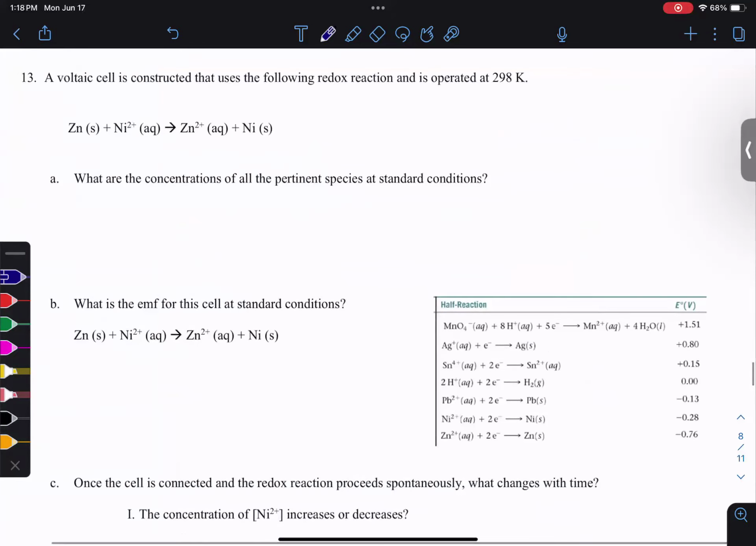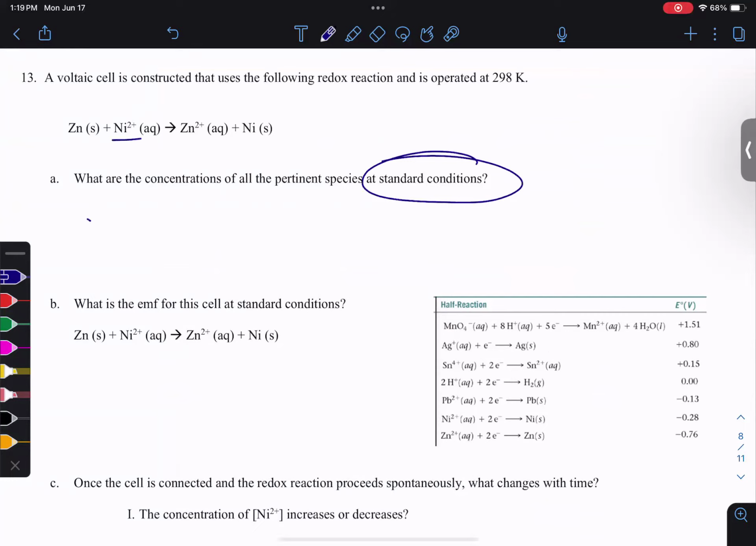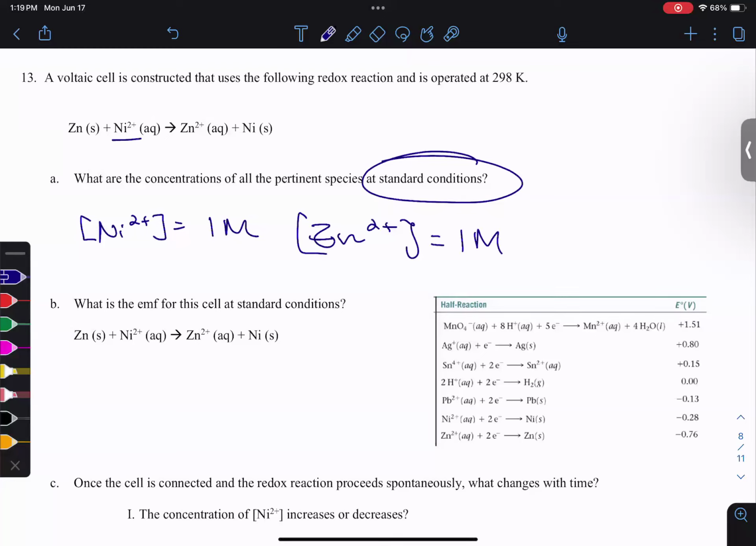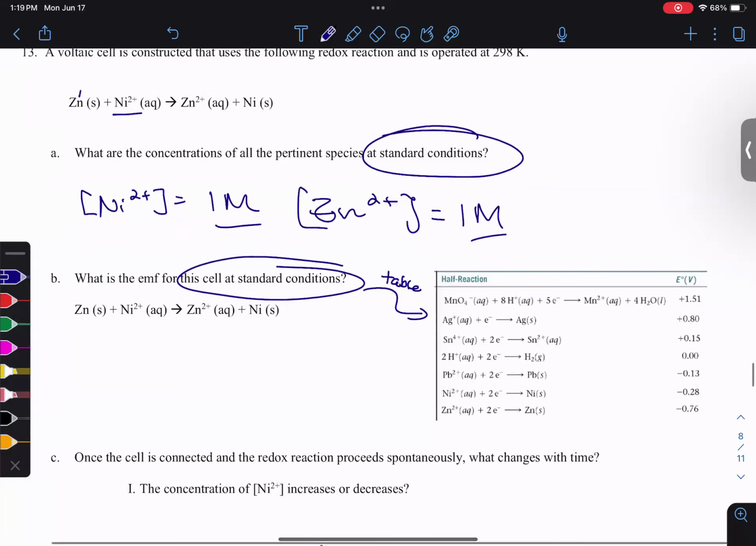So here's a voltaic cell, redox reaction. What are the concentrations of everything at standard conditions? 1 molarity. So that means the nickel concentration is 1 molarity. The zinc concentration is 1 molarity. So if we were to calculate the cell potential at standard conditions, if everything's 1 molarity, you can go ahead and use table values. So we can deduce that zinc is the what? Anode. And then nickel is the cathode. It's going from +2 to 0. So that's the cathode.